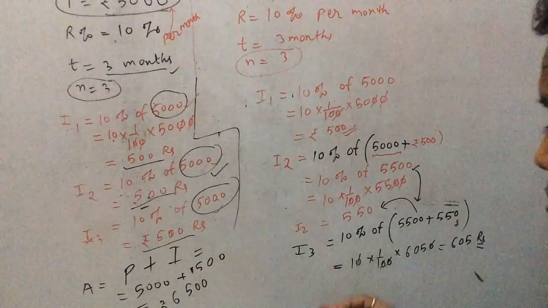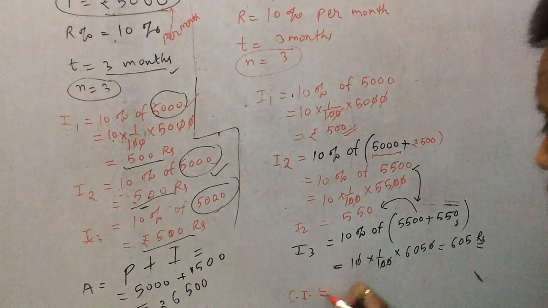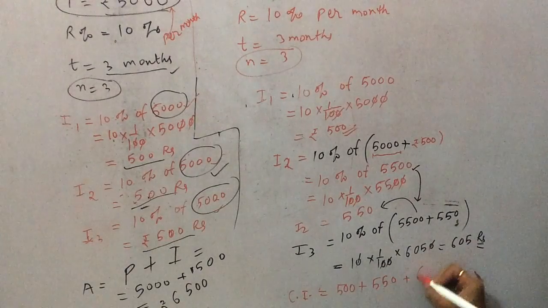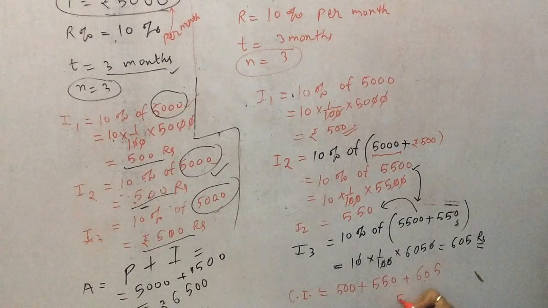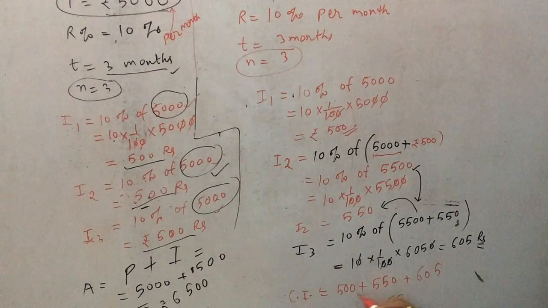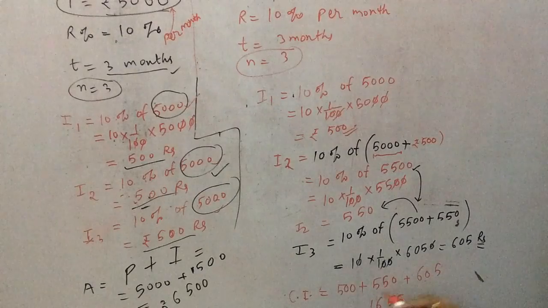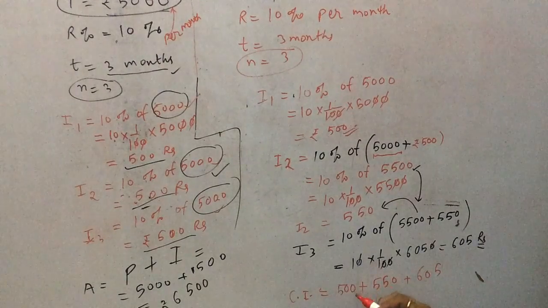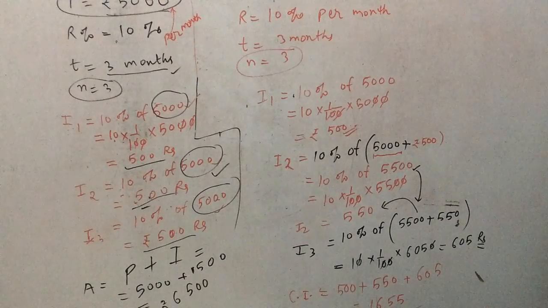Now calculate all the interest. If you calculate all the compound interest, this is 500 plus 550 plus 605. So what would you get? 5 6 5, 11, plus 5, 16, 1655, I think, is it? Yes, all right. So this is the value of the compound interest.